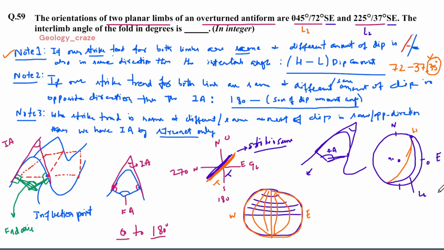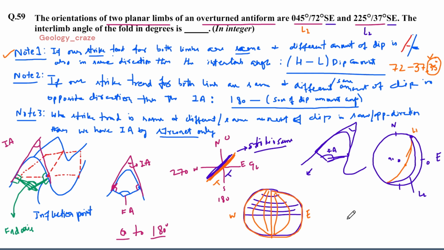So now, the interlimb angle is the angle between these two limbs. What is the angle? As both are dipping in the same direction, we just subtract these two, or we will just calculate from here. It is 72 here, 72 here, and this is 37. We will just calculate the difference. It is 37.